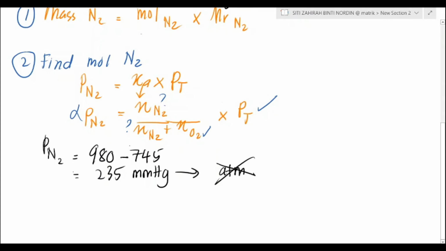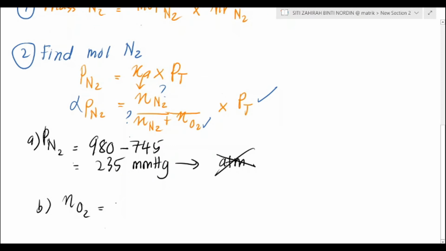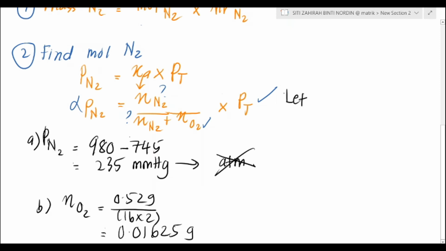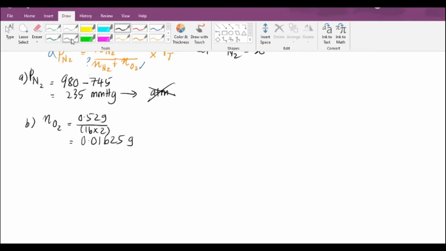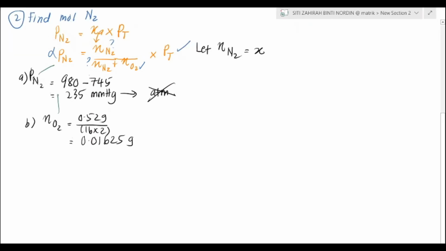What's next is to find the mole of oxygen. The mass is 0.52 divided by 16 times 2, which is going to be 0.01625 gram. In order to avoid confusion, I'll let the mole of N2 equal X. Now just substitute your partial pressure of nitrogen and the mole of oxygen into your equation.